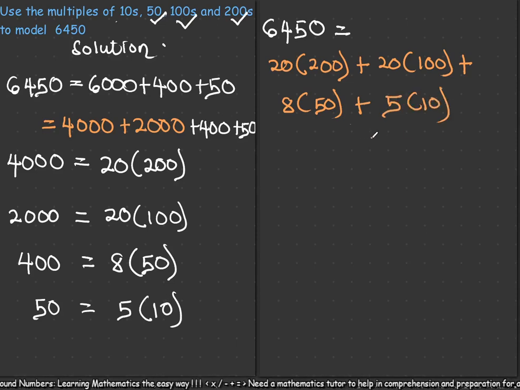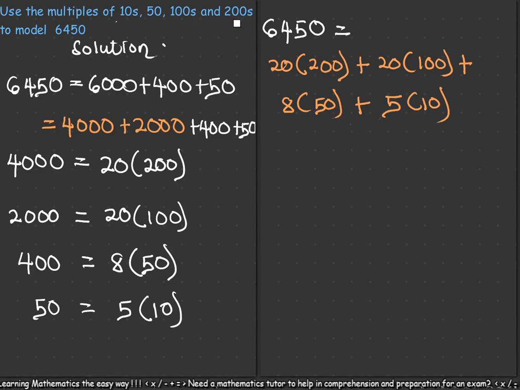I would want you to understand that there are so many ways you can do this. I chose to use 20 of 100. Well, you might choose to use more hundreds, and you can have a different answer. But basically, this is the idea we use to model numbers in terms of other factors.